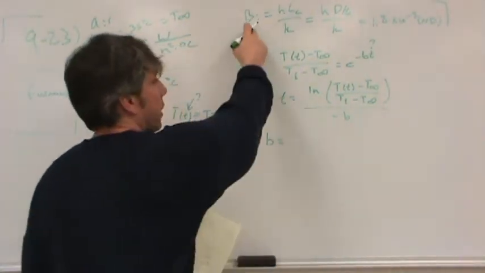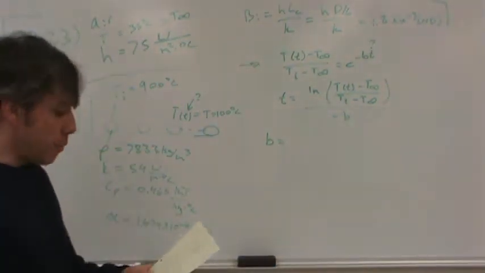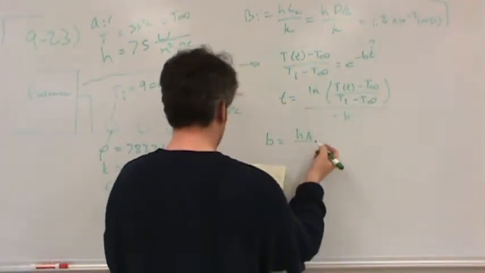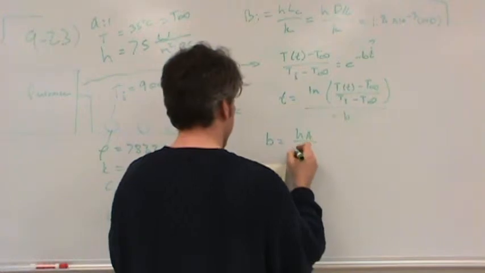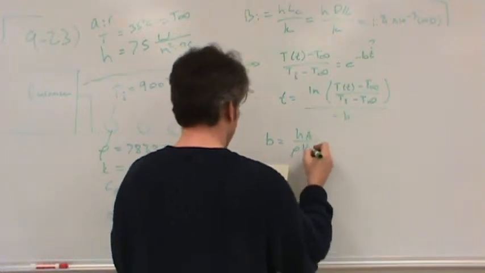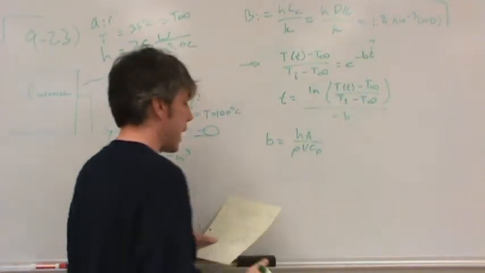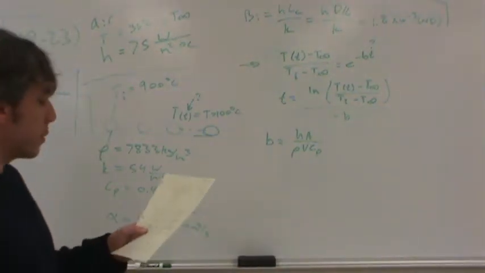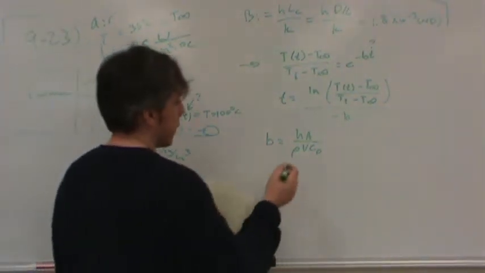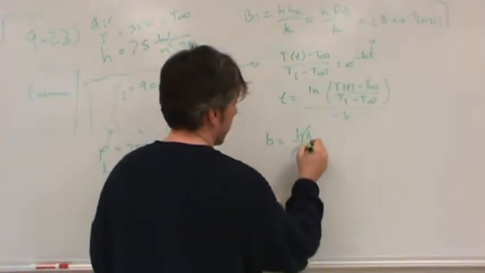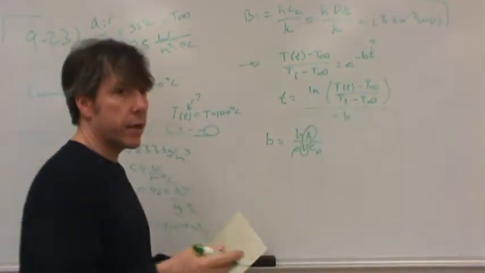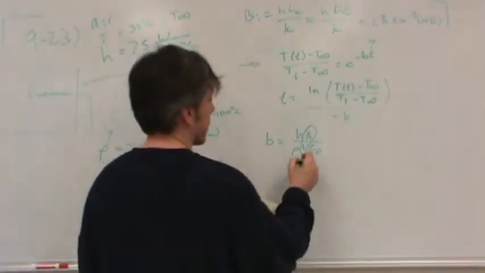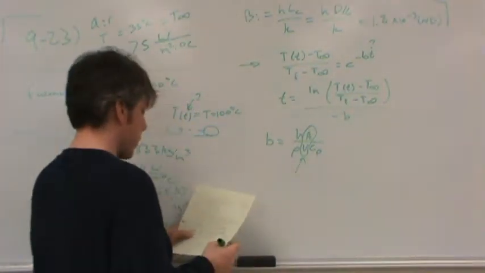Now b is not the Bi number. These are different things. But it looks a lot like the Bi number because it has the convective heat transfer coefficient, the area A, the density, the volume, and the heat capacity in it. So it kind of looks like the Bi number, but it's not. Now, to further confuse you, or to help you, volume over area is just a characteristic length, right? Remember, we've already calculated the characteristic length for a sphere.